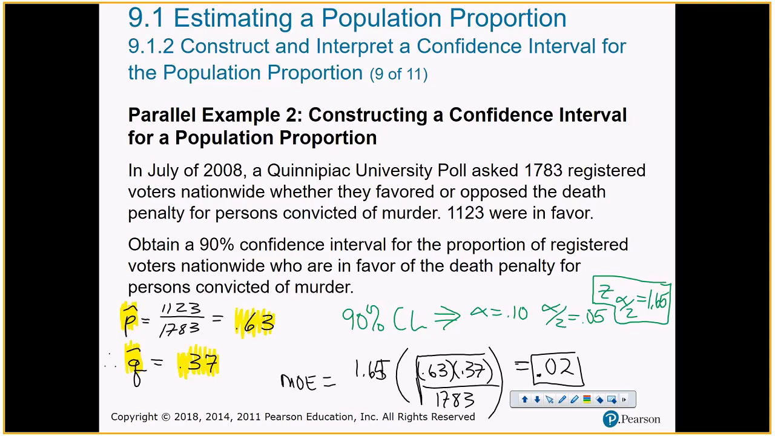Now, what about P hat? What was P hat? 0.63. So what's 63 cents plus 2 cents? That's the upper side. And what is 63 cents minus 2 cents? And this is what we call the confidence interval.